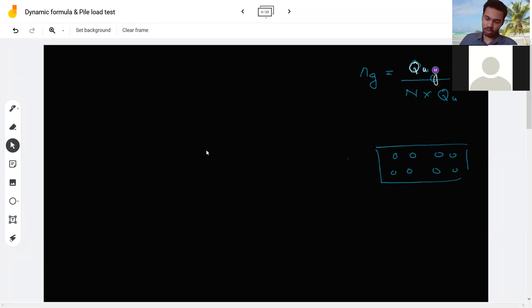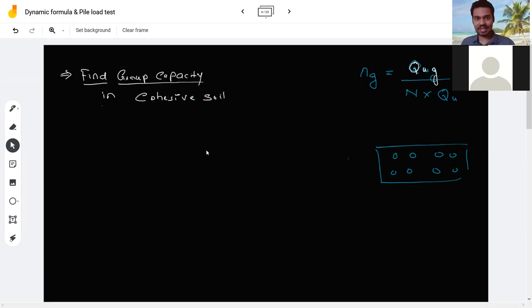this we are going to do. So we are going to find group capacity of piles. We are doing it for both the soils. First मैं ले रहा हूं cohesive soil के अंदर. In cohesive soil, मैं वापस आपको बता रहा हूं, cohesive soil माने C है उसके अंदर, phi का वैल्यू इट इज इक्वल टू 0. There is no phi in that.